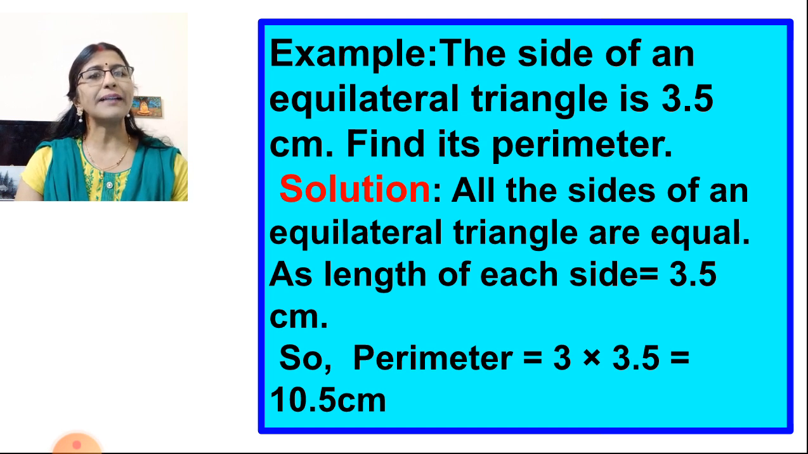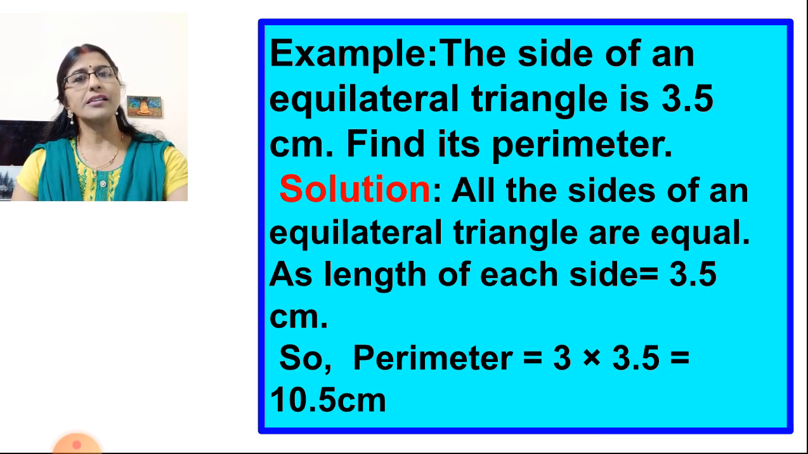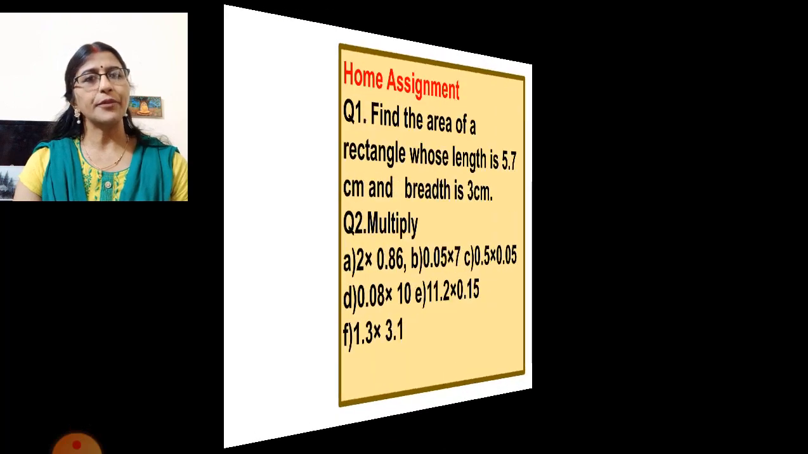So 3 will be multiplied by 3.5. First you will multiply as a whole number. You will get 105. And then we will put the decimal point, as only one decimal place is there. So you will get 10.5 centimeter. So this way you are going to solve the word problems.